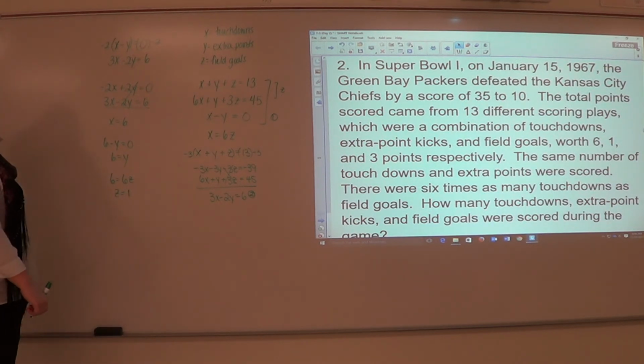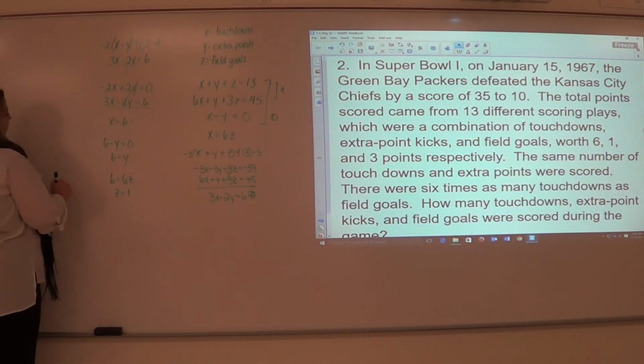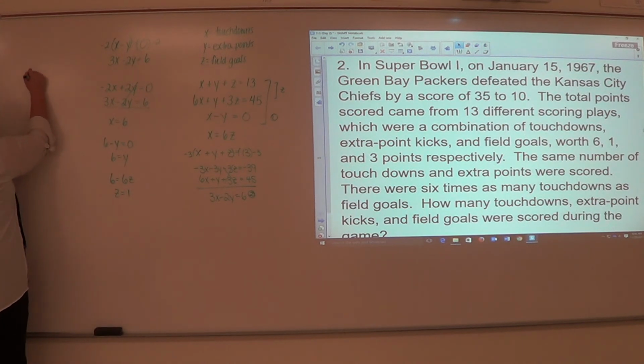Okay, the story prompts you to write what it means. So what does x equals 6 mean? 6 touchdowns. Okay, and there's 6 touchdowns, 6 extra points, and how many field goals? 1. 1 field goal.